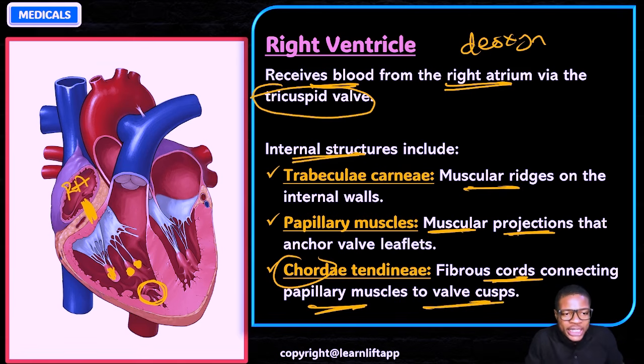Now, come with me. Let me show you something. You see these whitish guys here? All these guys you are seeing here that form all those tendons, right? What are they? They are the chordae tendineae. So, give me the three things that you must know in the right ventricle.